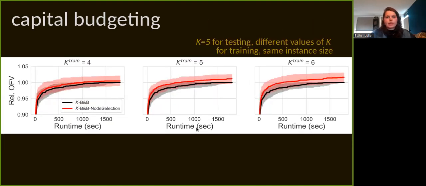But we can also apply, because we just make one prediction per child node, it doesn't matter on how many values of k we trained. We can apply it again to bigger values or smaller values. So here we train actually on different values, and we apply it to k is equal to 5. And you can see that especially when training on higher values of k, the machine learning model is performing better.